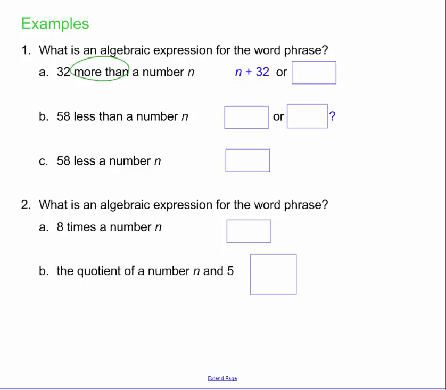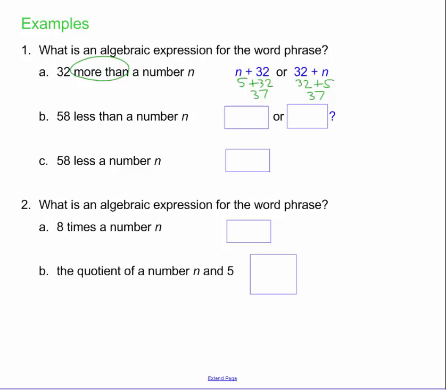Now, some of you might have been thinking in your head before you saw that it should be 32 plus n. Well, let's try that with an example. Let's put some numbers in there. Let's say that n represents the number 5. So the first expression would be 5 plus 32. That's the same as the number 37. If we let n be 5 in the second expression, then we get 32 plus 5, which is also 37. So those two expressions are equivalent, and it really doesn't matter if you write n plus 32 or 32 plus n. But let's be careful.